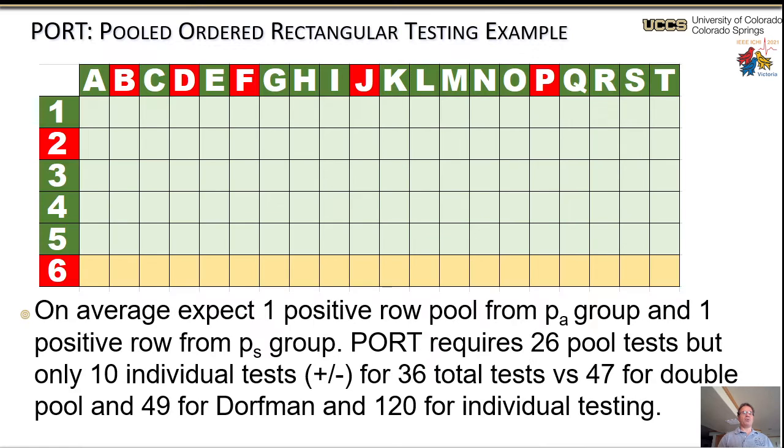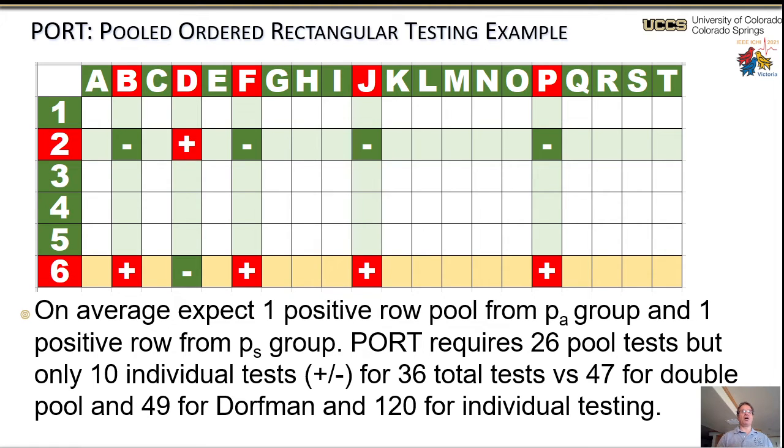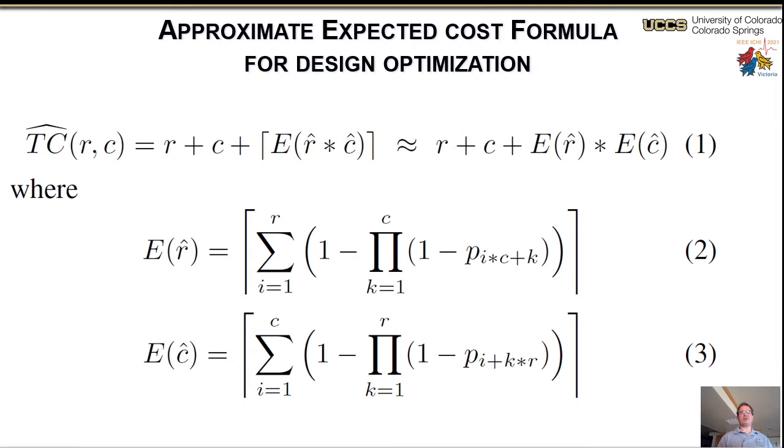This is just a simple example to work through. It's pretty straightforward. We do this, and we end up with two positive rows, because there's only one positive person on average out of 100 people with 0.01 positivity rate, and then a lot of people down here. And so we basically have these long rows, which are good for low positivity rates, and short columns, which are good for higher positivity rates. This allows us to deal effectively with a mix. So we end up in this case having only 10 individual tests that are needed, because we only have two rows even though we have 5 columns. And this allows us to reduce our total cost down to 36, compared to 47 for double pool, 49 for Dorfman, and 120.